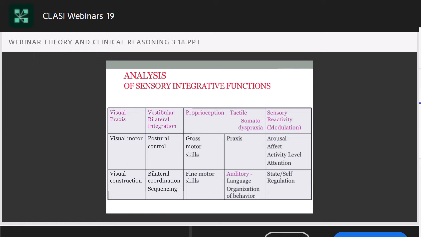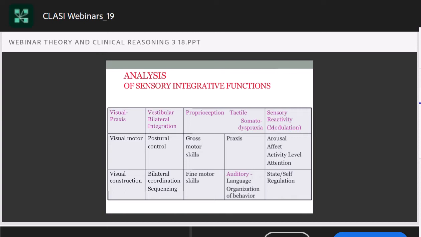What the assessments allow us to do is to determine if the data points on our assessment lead us to hypothesize about one or more of the patterns of sensory integration. Okay, so this is a schematic of a clinical reasoning tool that I use that I like, that shows these different patterns: visual praxis, vestibular bilateral, somatosensory, sensory reactivity, language-based praxis.